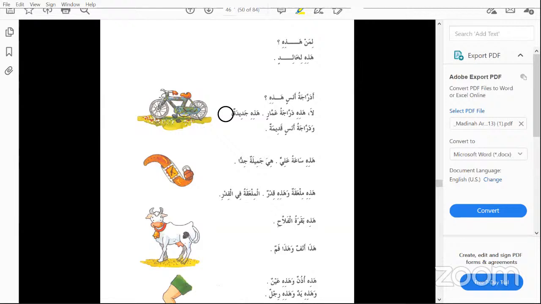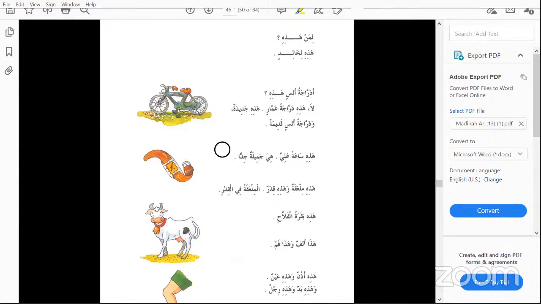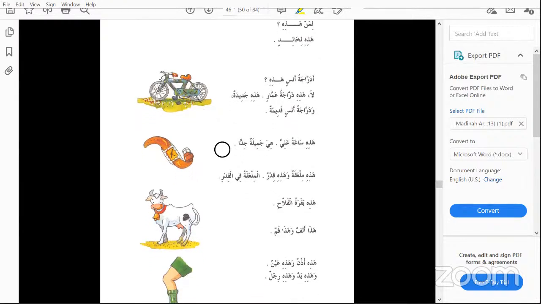Hazihi bakaratul fallahi. This is the farmer's cow. Excellent. Haza anfun wa haza famun. This is a nose and this is a mouth. Excellent. One question now: with regards to the body parts, which body part is feminine and which is masculine? I think there was a ruling that if it's a pair, it's feminine, and if it's single, then it's masculine. Okay.